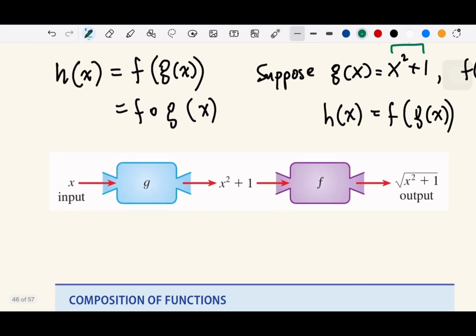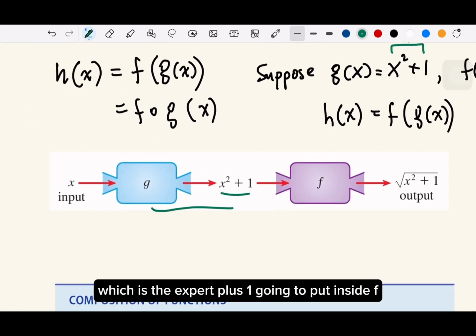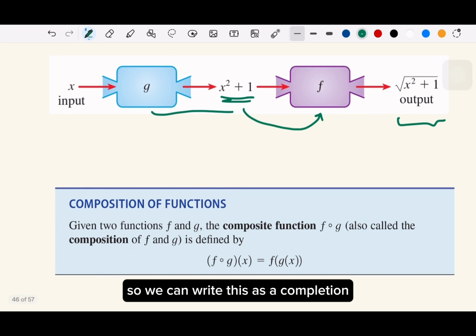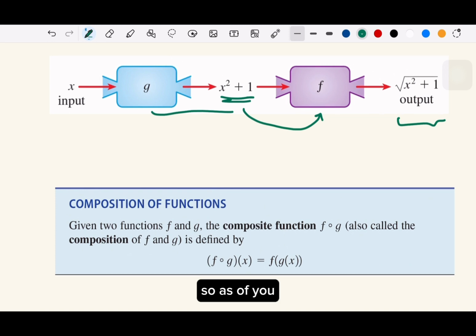So g, which is x squared plus 1, is going to be put inside f, and we get this output. I think it's quite easy to understand the process, right? So we can write this as a conclusion: f of g of x.